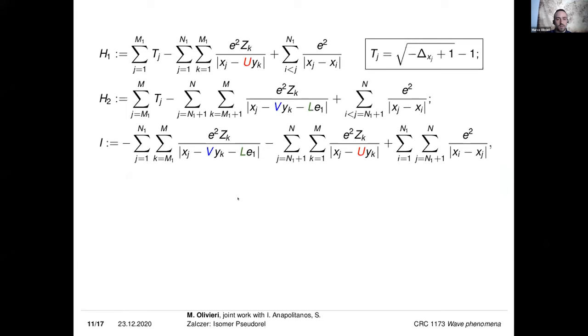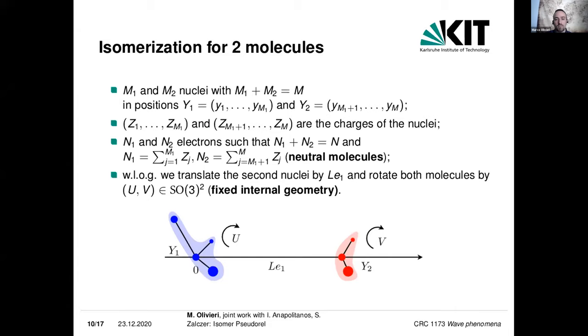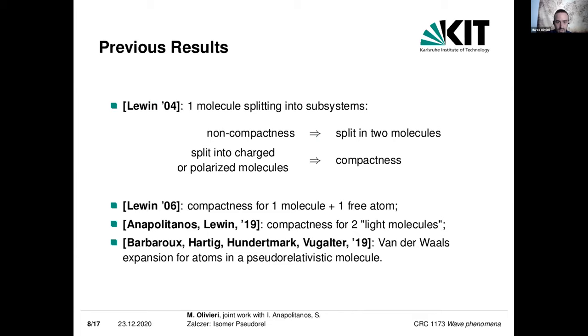Well, this choice is simply because that case was still not treated. As you can see, the case for light molecules was treated by Anapolitanos and Lewin. But for heavy molecules, for example, there are some cases of isomerization that I'm aware of in conglomerates of gold, where there are some impurities that can change the spatial configuration, or for example some organic molecules where there are some isomerization reactions. And in that case, the pseudo-relativistic description is more suitable. And this wasn't covered by this paper.